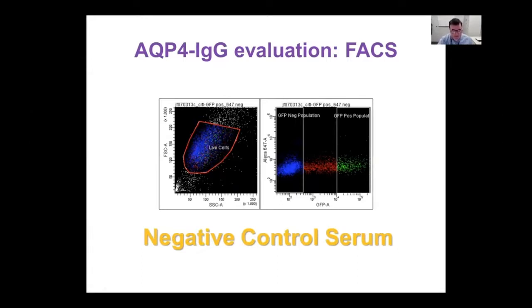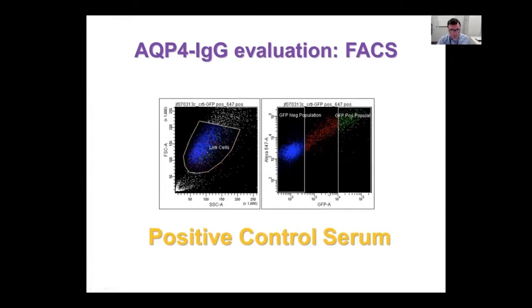In the left panel, the healthy cells are selected by gating a population that does not include any debris. And this population is then analyzed for two measures demonstrated in the left panel. So green fluorescent protein on the x-axis, which is indicative of expression of aquaporin 4 by the cells. And then secondly, detection of aquaporin 4 IgG by the secondary antibody binding to the cells. And in this example, the secondary antibody binds to GFP negative and GFP positive populations in equal measure. And so we have a negative result.